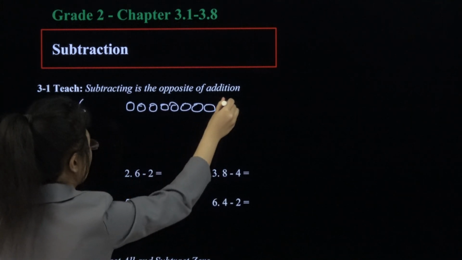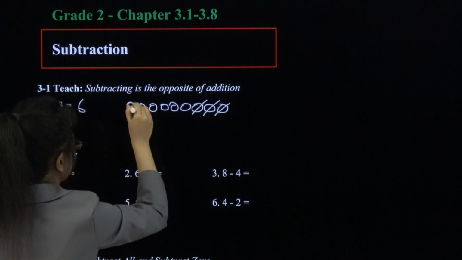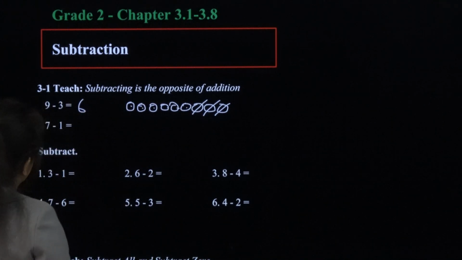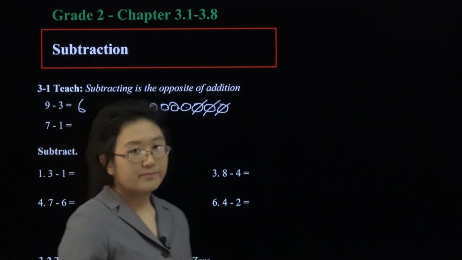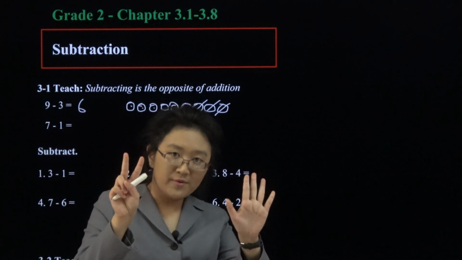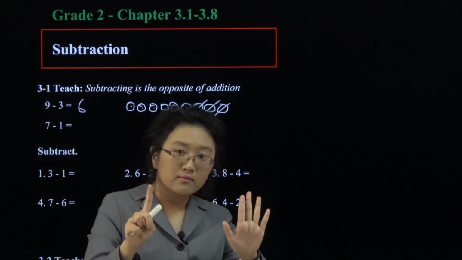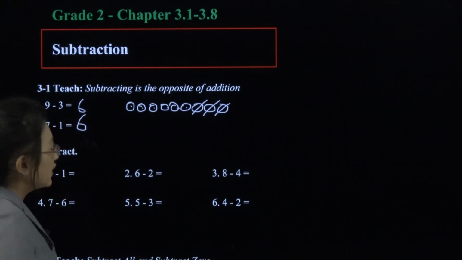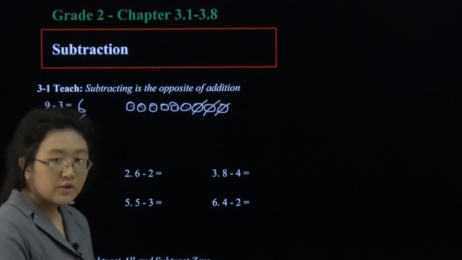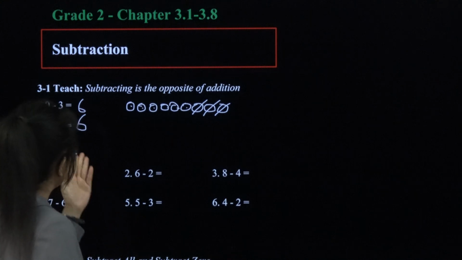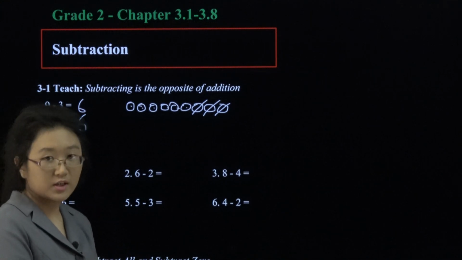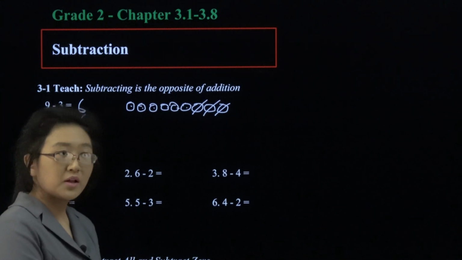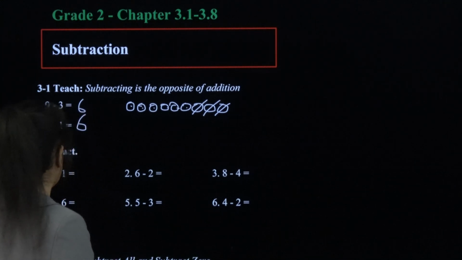That's 9 circles. And then you take away 3 circles. 1, 2, 3, 4, 5, 6. There's 6 circles left. 7 minus 1. Well, you have 7. And then you take away 1. You still get 6. Even though the numbers are different, you can end up with the same answer. Just like addition. 4 plus 2 equals 6, and 3 plus 3 is also equal to 6.